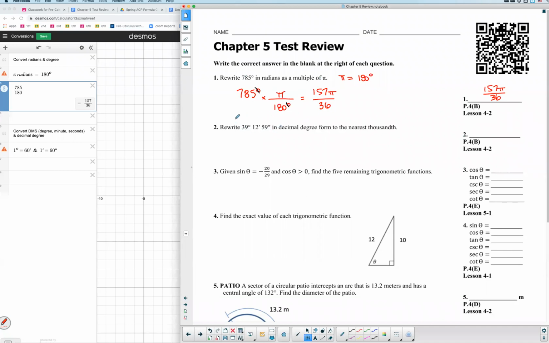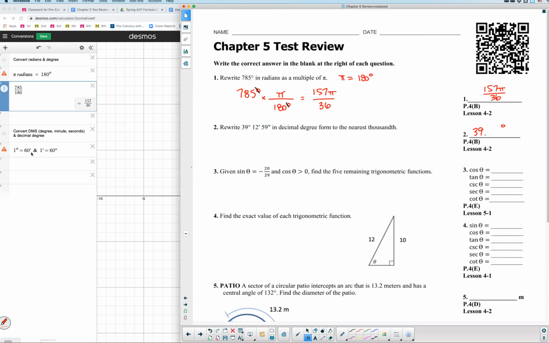Now, number 2 works the same way. It says rewrite 39 degrees, 12 minutes, 59 seconds in decimal degree form. Now, decimal degree is where you have a decimal after the degree, or after the whole number, but before the degree symbol. So I can tell you right now, my answer is going to be 39 point something degrees. So you just have to convert this out.